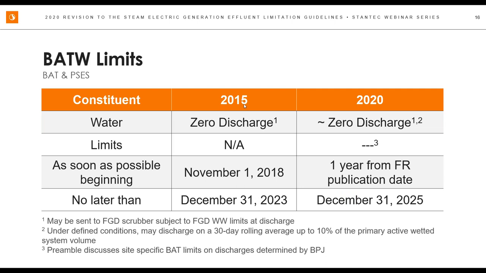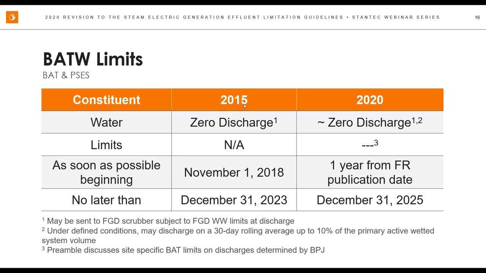So what are the limits? In 2015, it was zero discharge, although you could send to the scrubber subject to FGD limits at that point. And then in 2020 now, it's sort of zero discharge. We can still send to the scrubber, but under some very defined conditions, may discharge on a 30-day rolling average up to 10% of the primary active wetted system volume. And I'll speak to that again in later slides, but the key words there are primary active wetted system volume.